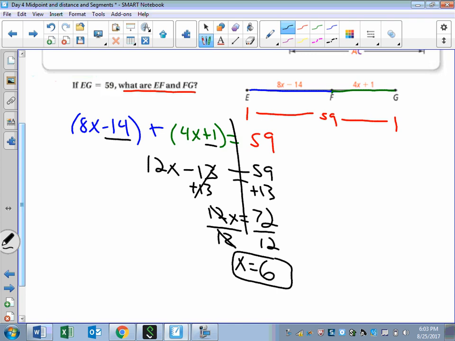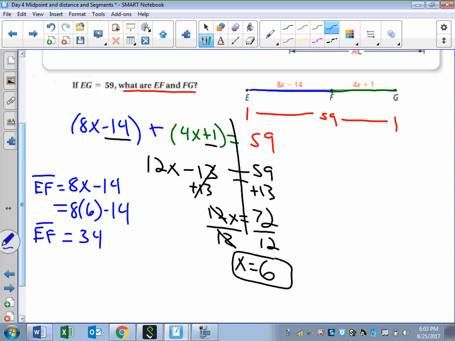Okay. Now x equals 6, true, but we're not done. The question asks what is EF and FG. So to figure those out, we just got to plug it in. So EF is 8x minus 14. So we got to plug in 6 for x. So 8 times 6 is 48, minus 14 is 34. So EF equals 34.